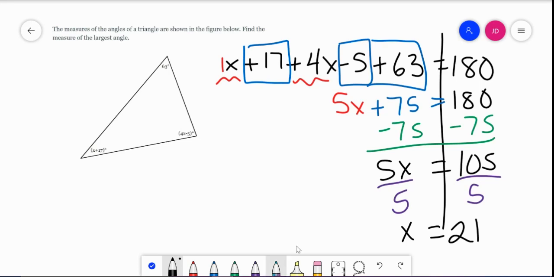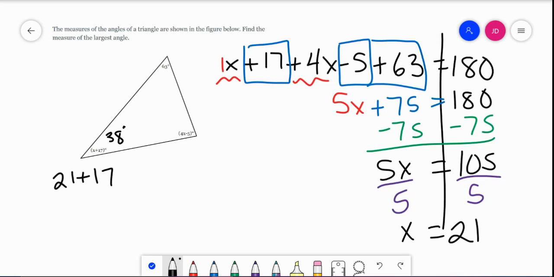Now, that's solved for x, but did that answer the question? We need to find the measure of the largest angle. We know this one is 63. We got to plug in 21 into here, right? We got to do 21 plus 17 to figure out what this is. That is 38. All right, so this is 38 degrees.